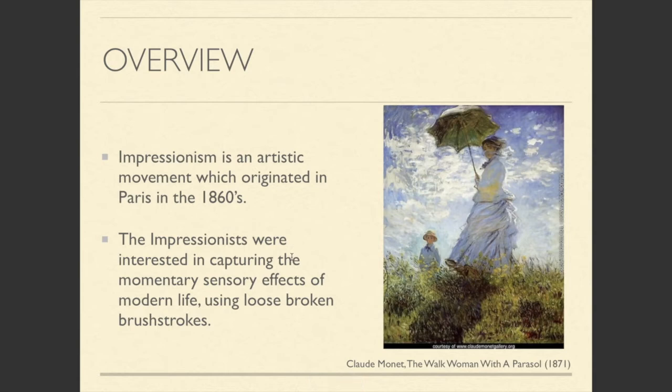All right, so Impressionism is an artistic movement which began in Paris in the 1860s. And these artists were interested in capturing fleeting instances, okay, the momentary effects of light that were present for only a few moments. Okay, and they did this using loose, broken brushstrokes. Okay, this is a painterly painting, which means that you could see the brushstrokes very easily. They're very explicit.